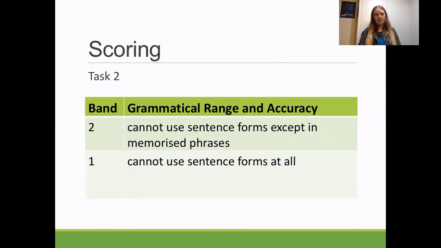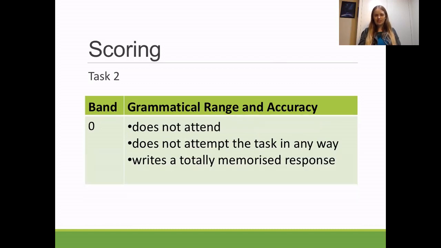Score of 2, you can't use sentence forms except if you memorize them. And number 1 would be not able to use sentences at all. And then a score of 0, again, you didn't go, you didn't try it, or you only used memorized responses.